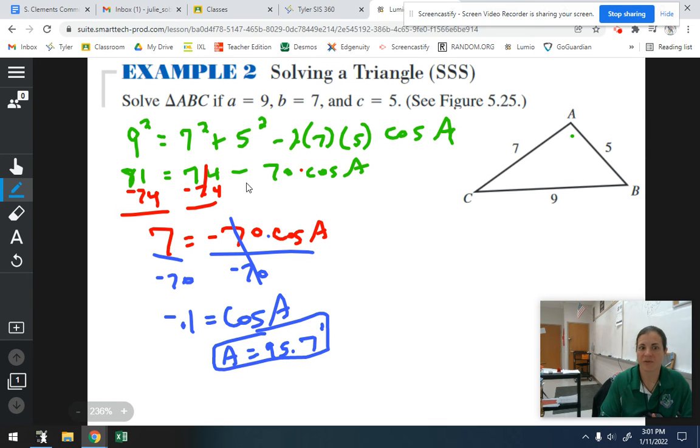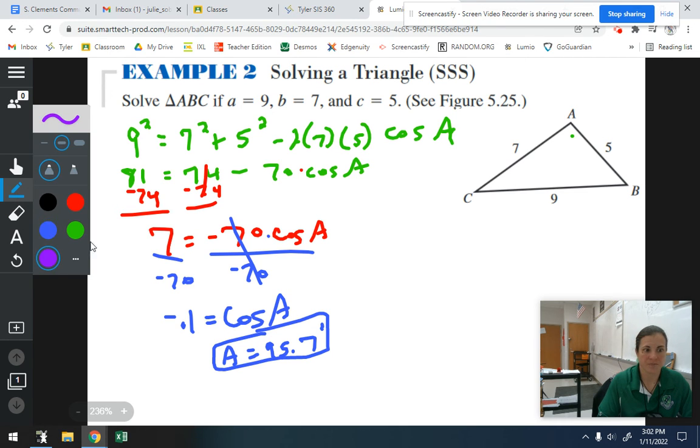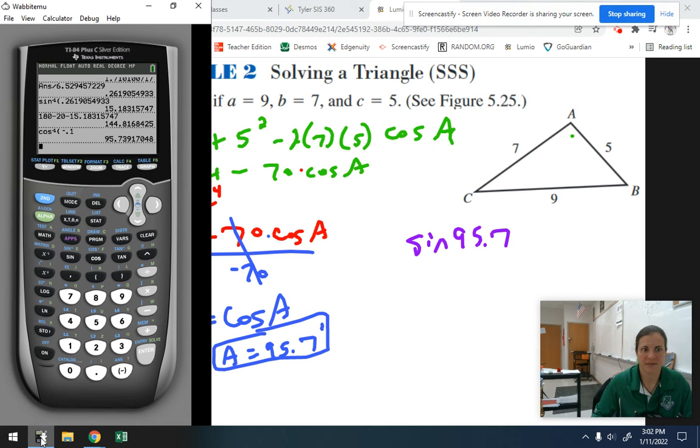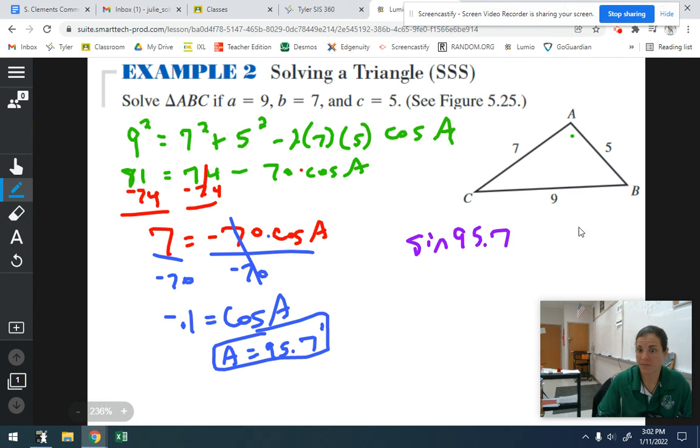Okay, so this one's a little more difficult because you got to go through all these calculations. Once you have that, though, you can use the law of sines to find either one, because if this one's obtuse, these two have to be acute. So now we can go and use law of sines. So I'm going to do the sine of A, which was this 95.7 something, 7392. And I'm going to put that over 9, and then it doesn't matter which one I do. So sine of C over 5.